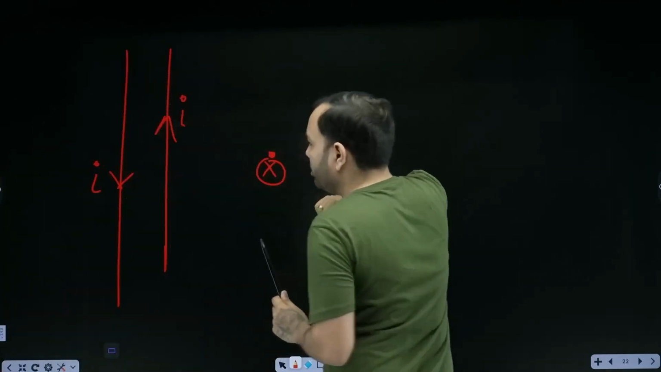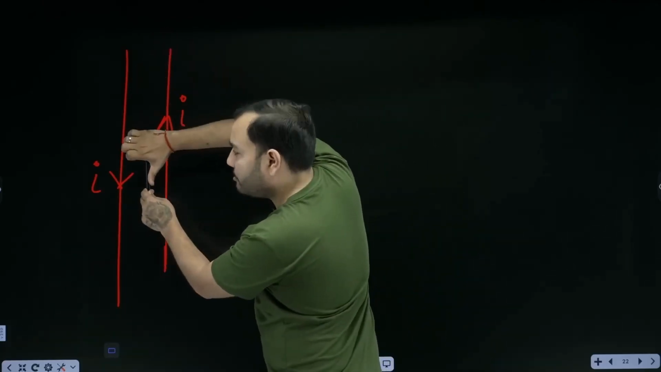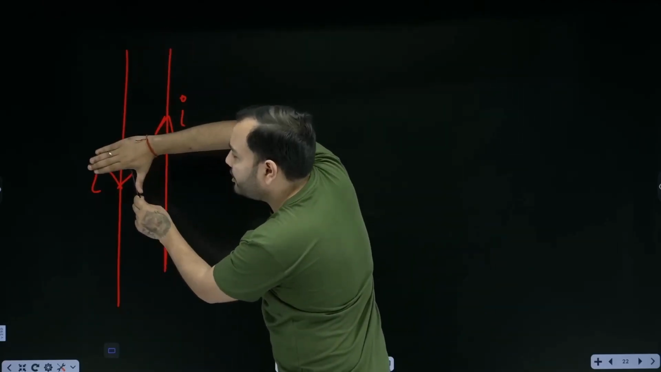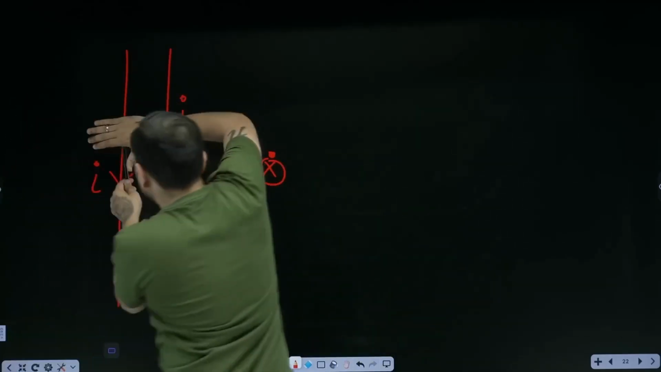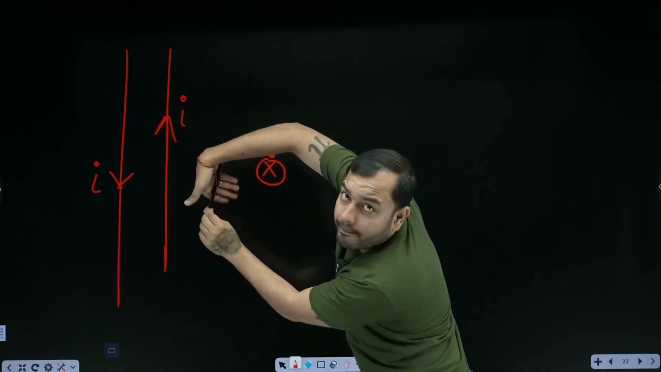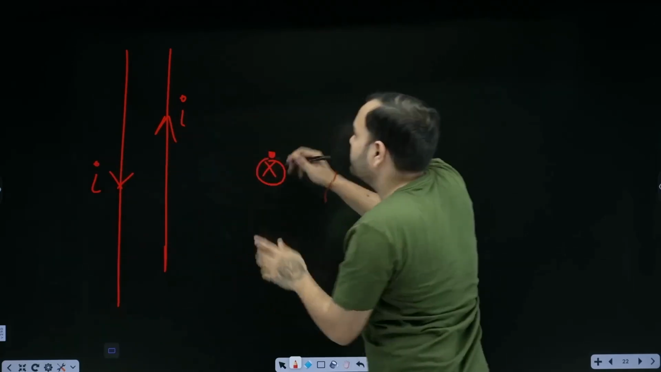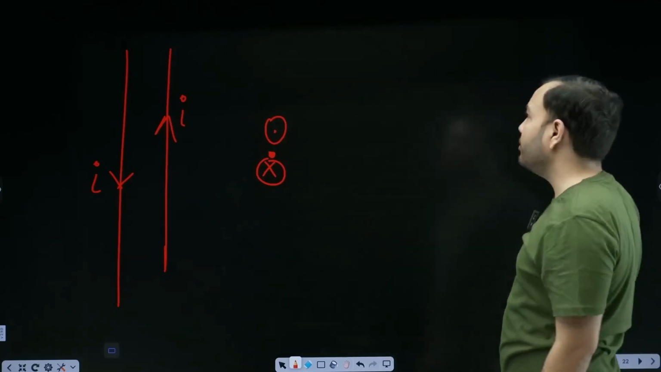Sir, how will you calculate it? Change the current direction. Now tell me. The thumb will go like this, definitely. Here the magnetic field is inwards, and at this place, see, the thumb went like this. Yes, got it, sir. Here the magnetic field is inwards, and at this place, is it coming out or not? Outwards. So reversing the direction of current reverses the direction of the magnetic field.